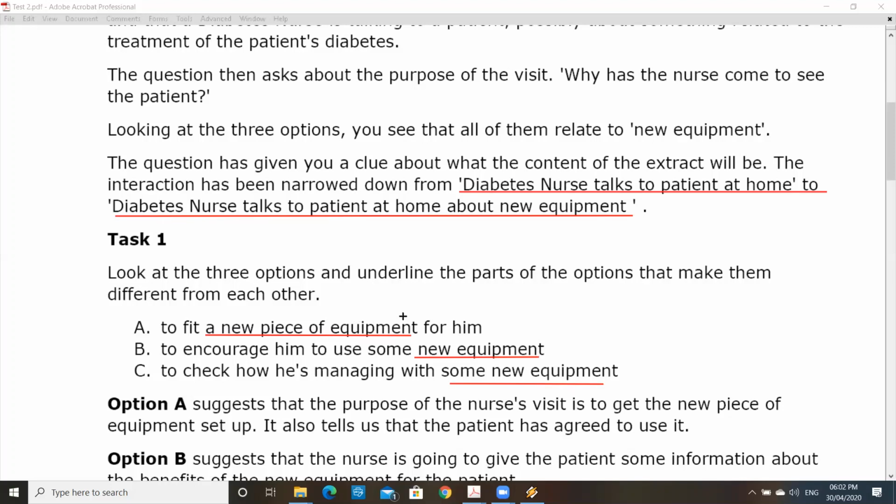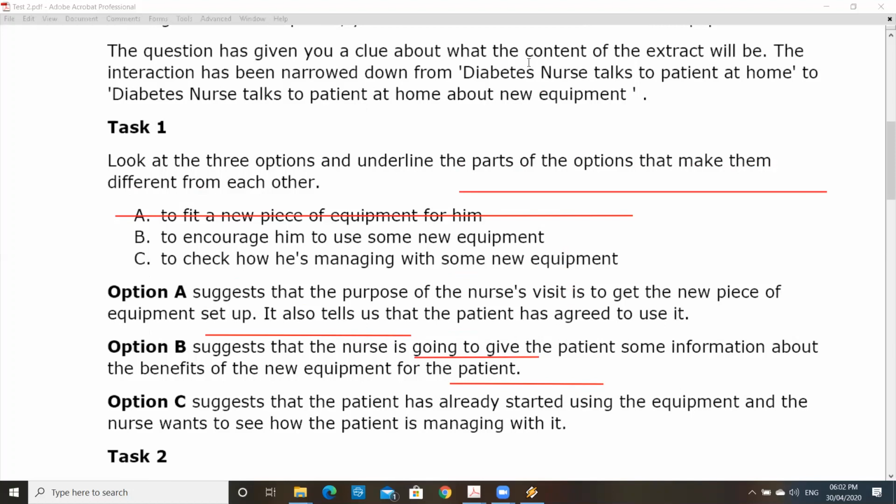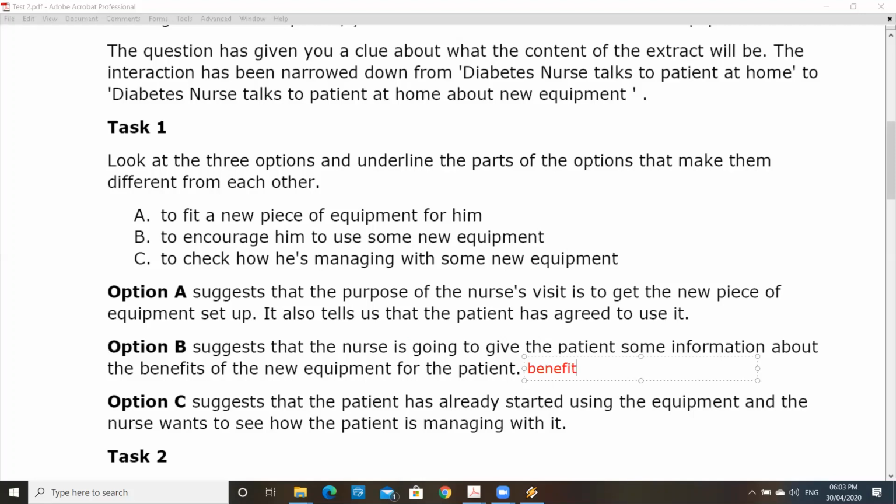Now, you try to differentiate how these three options are different from each other, and you also try to predict: if A is correct, what kind of information can I expect? So here it says to fit. It suggests that the nurse is visiting to get the new equipment set up. And obviously, when the nurse is going to set up that equipment, it gives you an idea that the patient has agreed to use it. That is why the nurse is setting it up. The second one says to encourage him to use new equipment. Okay, so that means the nurse will be using some persuading language. The nurse may be talking about, say, the benefits of that.